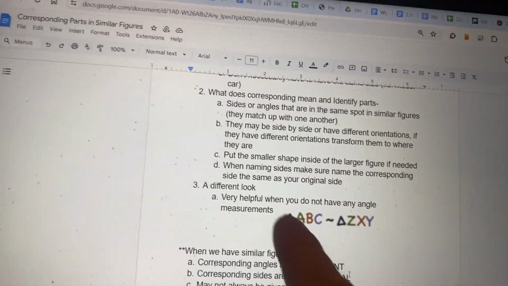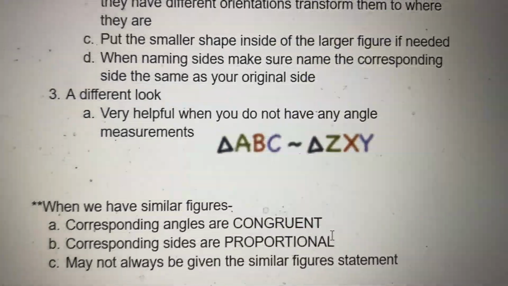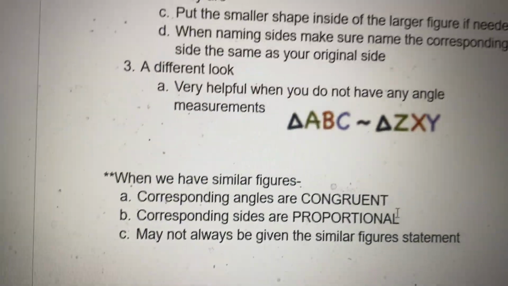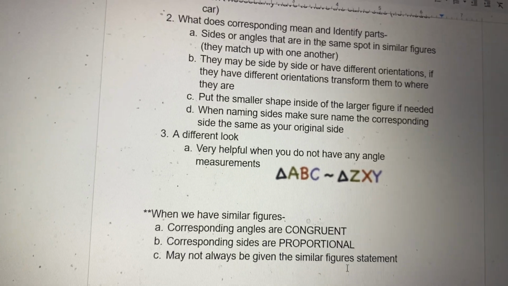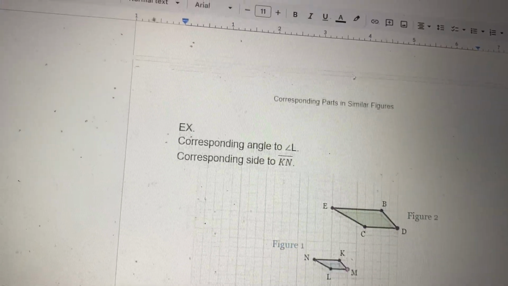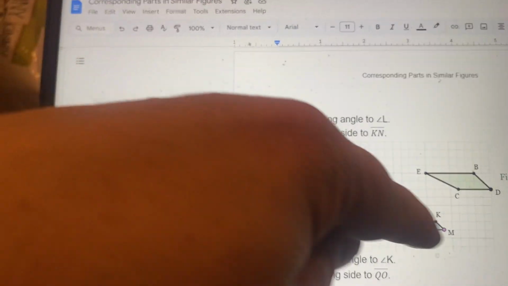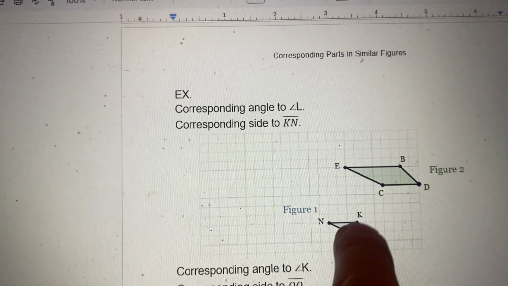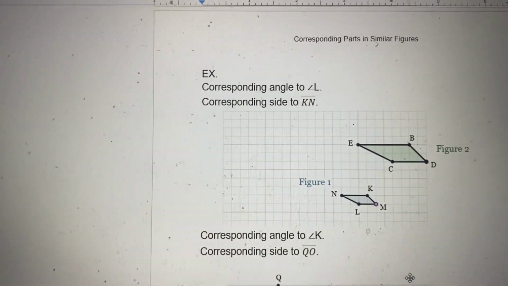So again, like when it gives us the statement right here, if we don't have any of the measurements, the statement tells us what order the stuff is, okay? If we don't get given the similar figure statement, we'll talk about what you need to do. So when we're looking at this one, we can see this looks like it has just been moved up here, just slid up, and then it got a little bit bigger, okay? So we're going from figure 1 to figure 2 in this case.